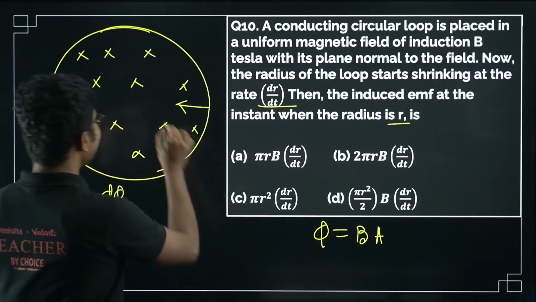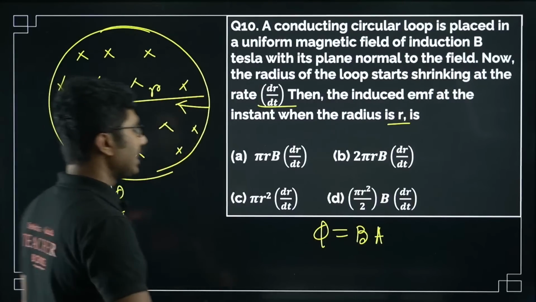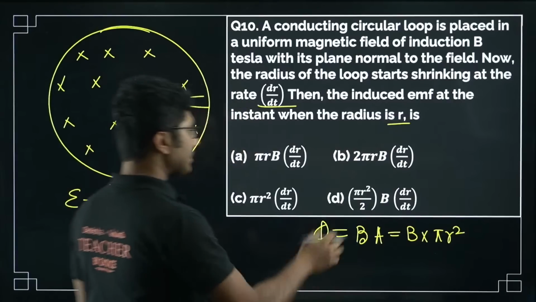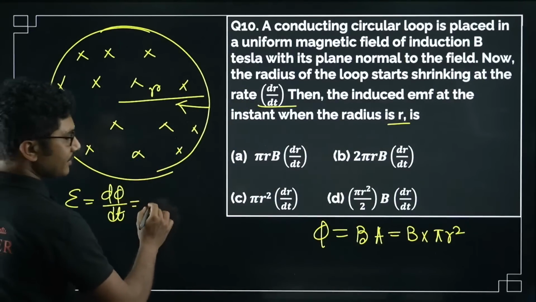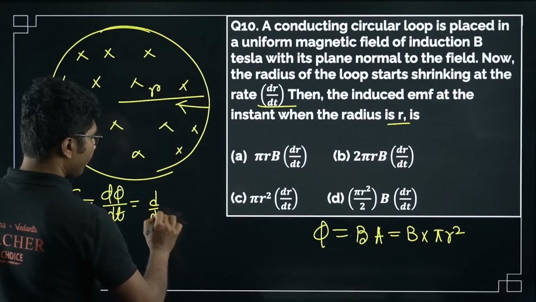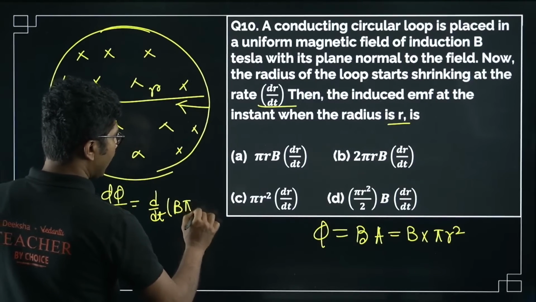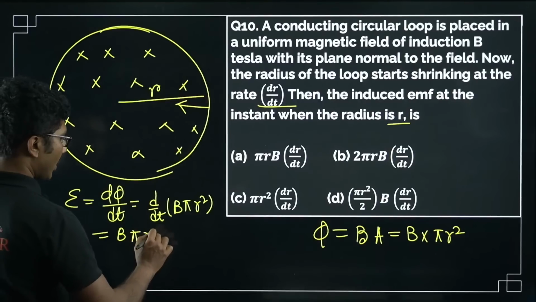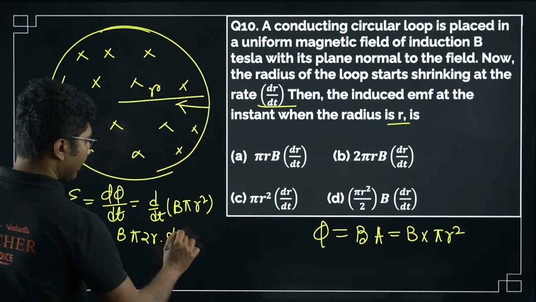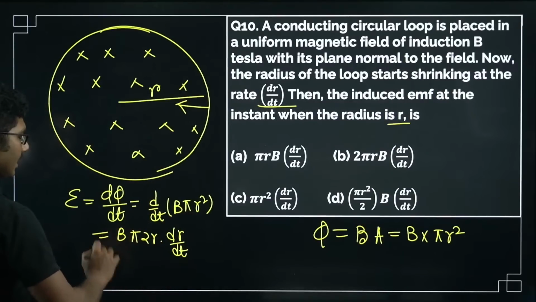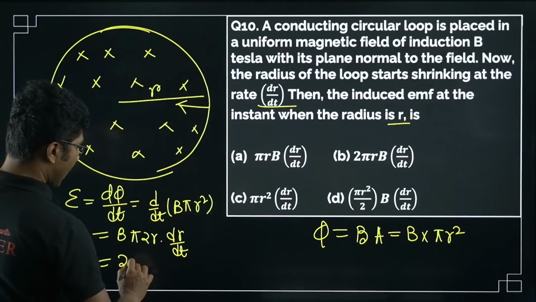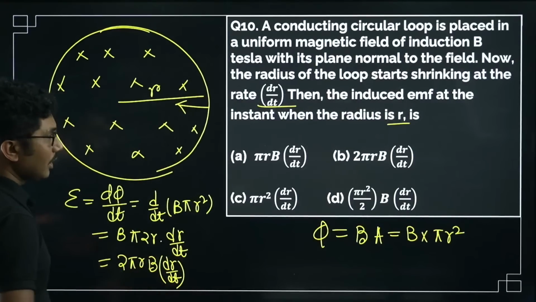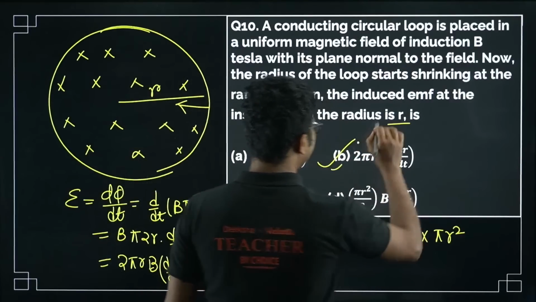Now for a circle, if this is the radius, area is given by pi r square, so phi is B into pi r square. Now we just need to differentiate this. Differentiating means you will get d by dt of B pi r square, which is B pi 2r into dr by dt. So this is the formula. It will be 2 pi r B dr by dt. Option B is correct.